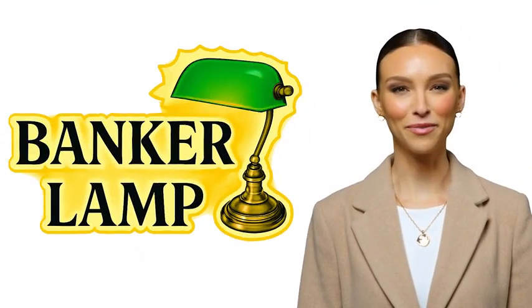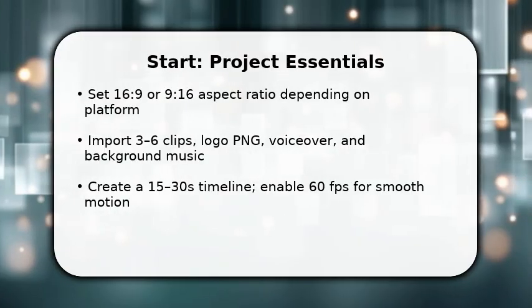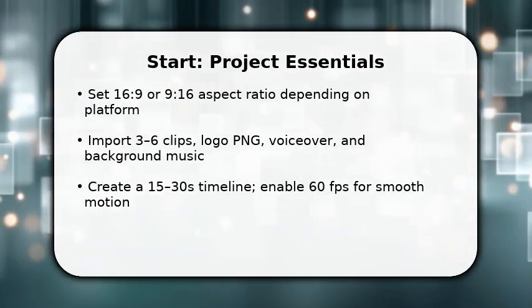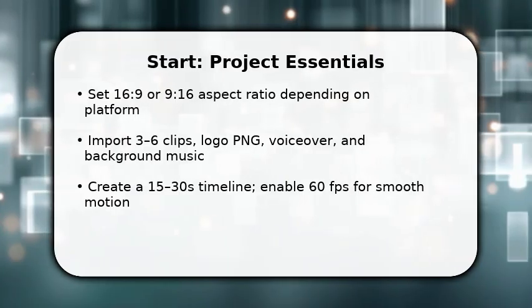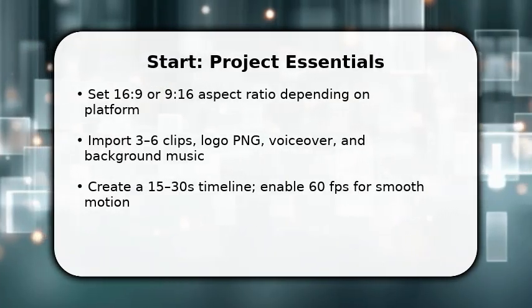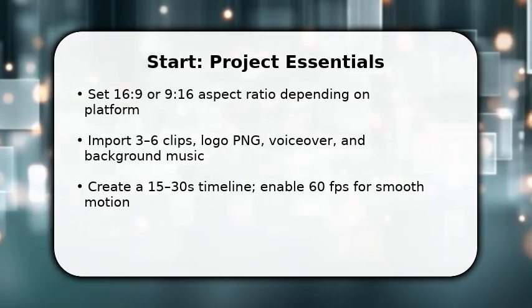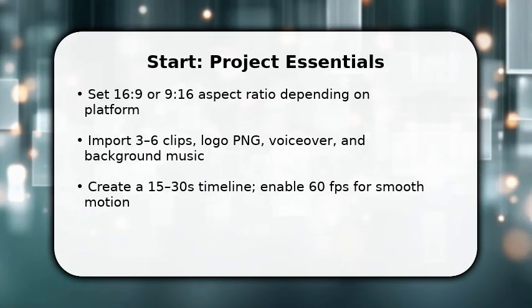You begin by creating a project with the correct aspect ratio for your ad. Choose 16:9 for YouTube or 9:16 for vertical social. Import your hero clips, logo PNG, voiceover, and music so everything is ready. This prevents back and forth later.